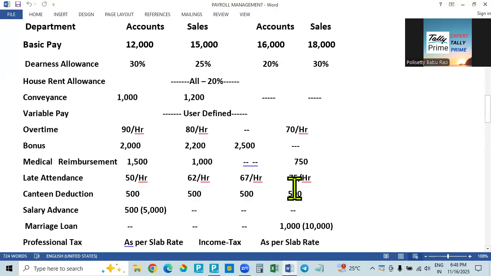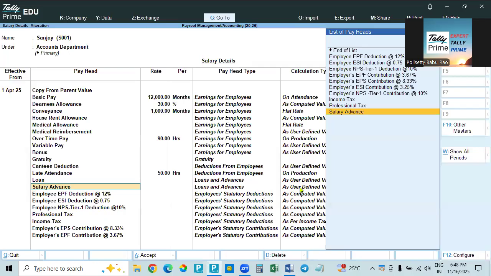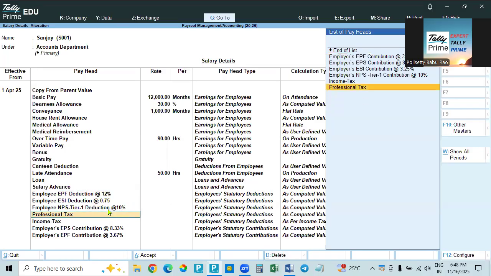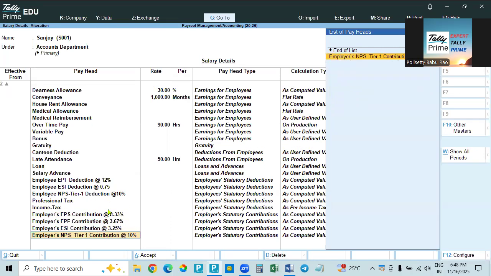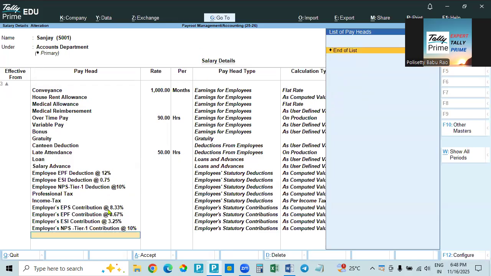Sometimes in some month he will not deduct anything. That depends on the user. That is why this month it is 500. So it is user defined separately, and all these will be calculated as per the percentage directly, so we need not give anything. Professional tax, income tax, and everything will be correct. For income tax, you have to make some configuration. All this will be calculated by the system automatically.